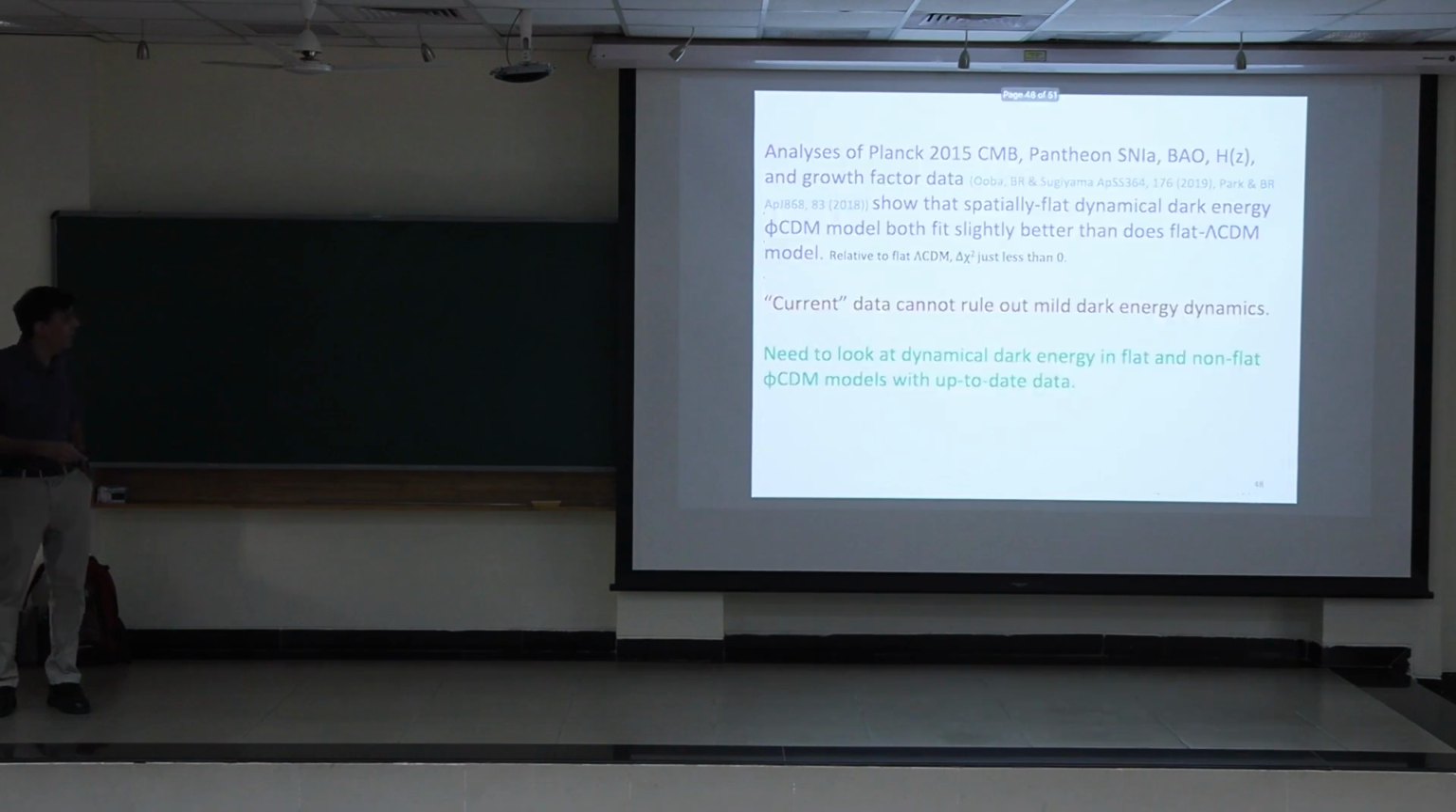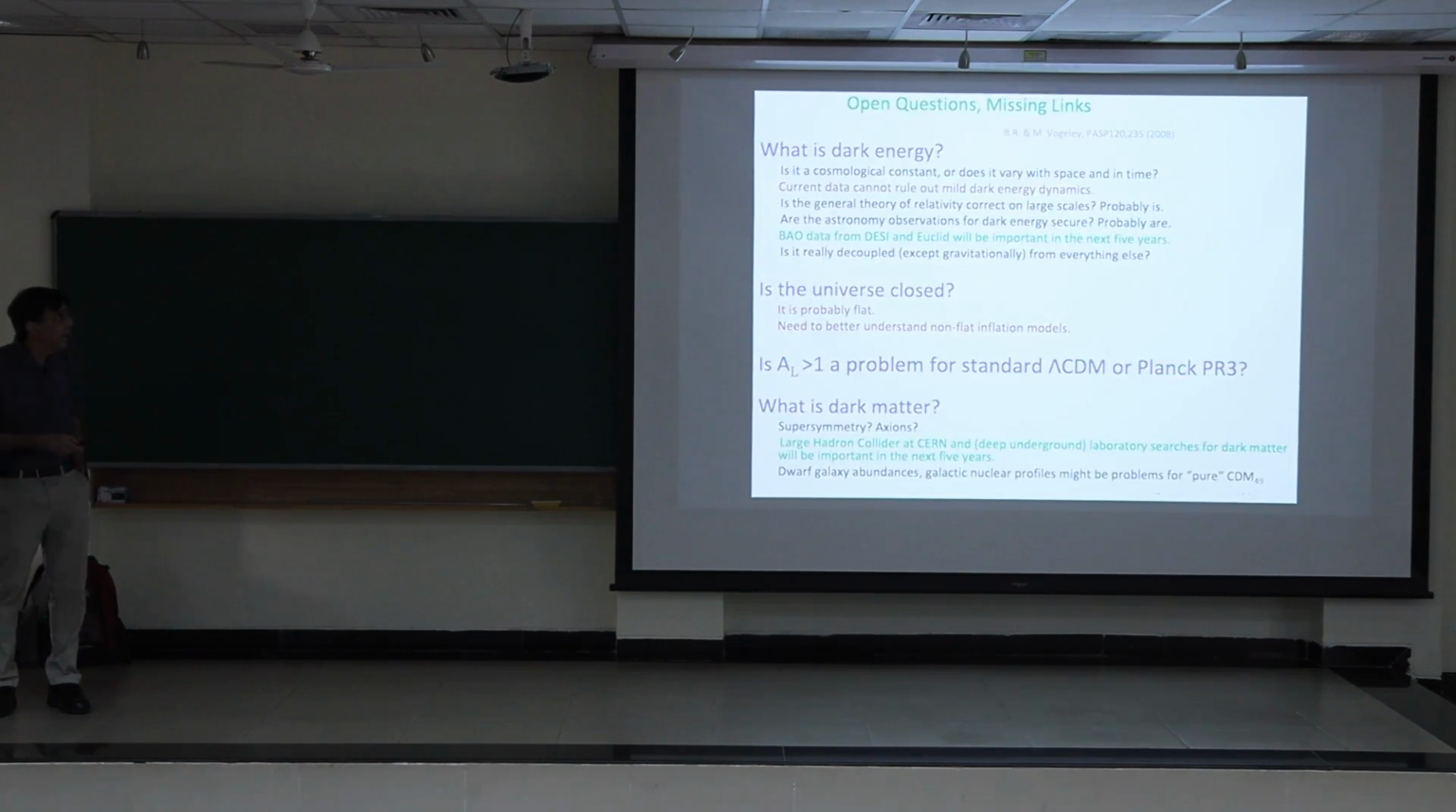I'm running over time, so I'll skip that and just go to my summary. I guess current data allows for mild dark energy dynamics. The universe is probably flat, but it's probably useful to try to understand non-flat inflation models better. And it's kind of unclear whether this is just a problem for the lambda CDM model or just for the Planck PR3 data set, and that's going to be an important thing to resolve. I should probably stop here. Thank you.